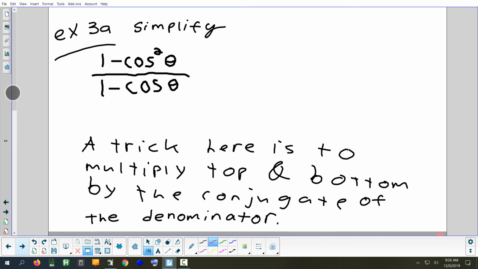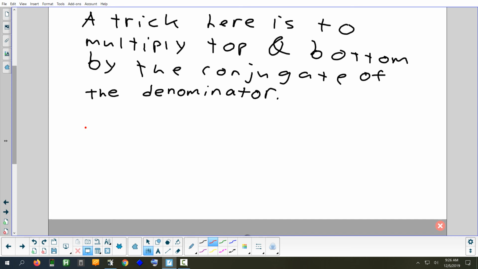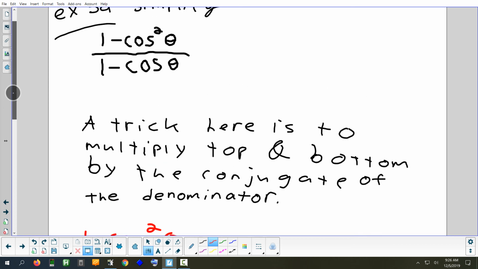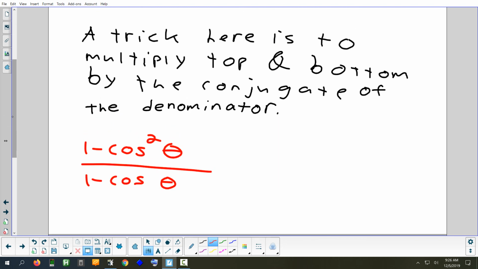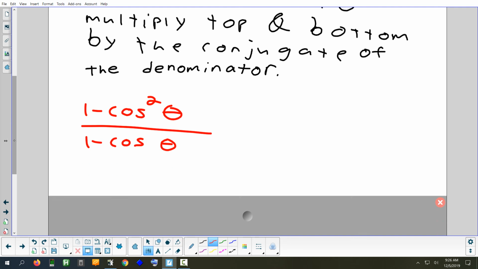So I'm going to just copy it down first. 1 minus cosine squared over 1 minus cosine. So I said here, try multiplying the top and bottom by the conjugate. Again, don't worry about sines and cosines, because you can't. So you've got to try something else. Anytime you multiply by conjugates, parentheses are always a good idea, so you remember that it's distributive.